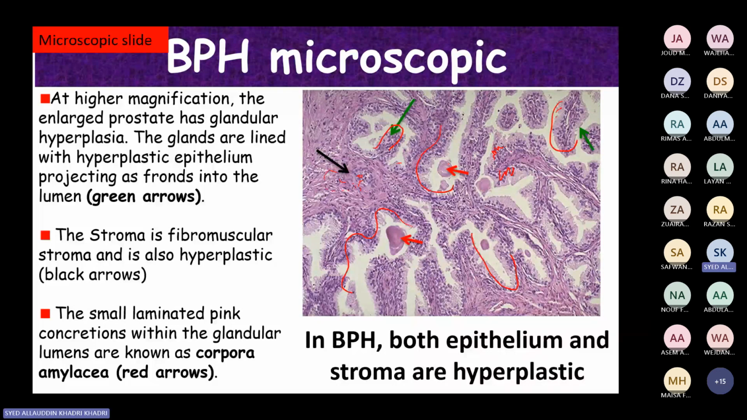And this particular thing we will ask you in the examination, inshallah: the corpora amylacea, the red arrows. You can see the red arrows. They are small laminated pink concretions within the glandular lumens, and these are due to calcification. In both the epithelium and the stroma, BPH is actually hyperplastic.